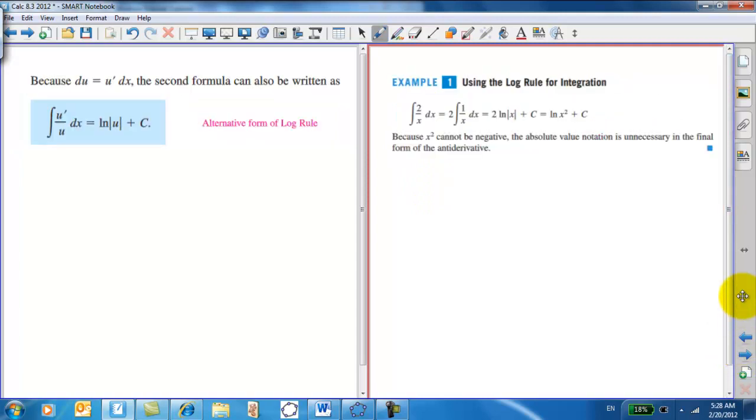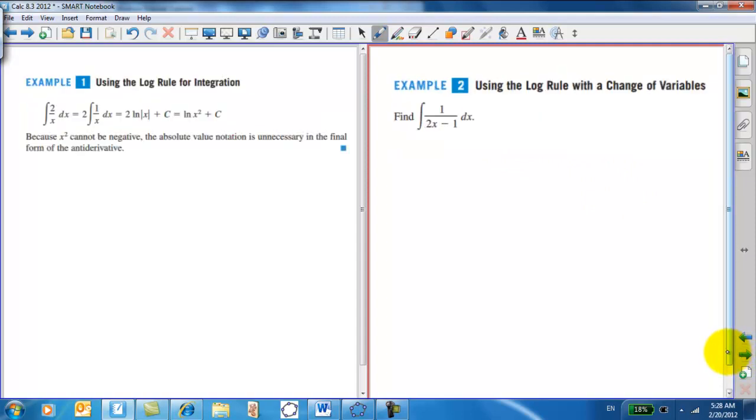So using the log rule for integration, 2 over x is 2 times the antiderivative of 1 over x dx, so you get 2 natural log of x plus c. Or you can write the 2 inside with a rule of logarithms. And you don't need the absolute value anymore because x squared is always positive.